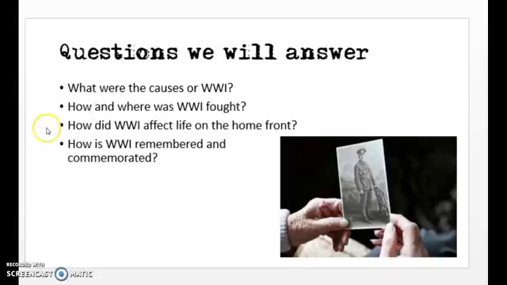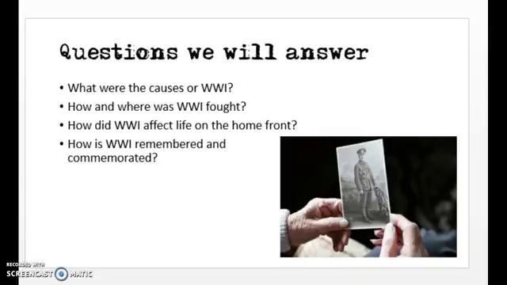The third question on this list is, how did World War I affect life on the home front? So the home front would be places like Britain, America, Australia, where people aren't near battle, but they are holding the fort down at home. They're contributing money. They are working there, building, making supplies for war. And that's the first time that there is something that is called a home front.